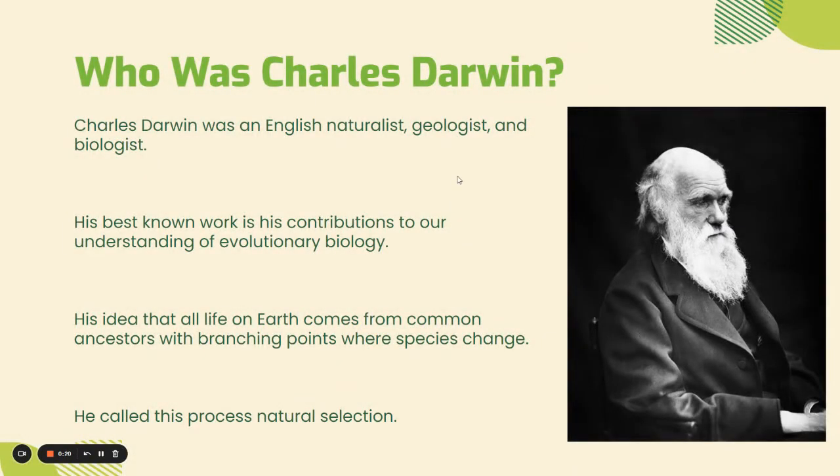So who exactly was Charles Darwin? Well, he was an English naturalist, geologist, and biologist, so he stayed in the natural sciences. His best known work is his contributions to our understanding of evolutionary biology. That's what he's known for. He came up with the idea that all life on Earth comes from common ancestors with branching points where species have changed. And he called this process natural selection. These are all his major accomplishments, basically, the things that he's known best for.